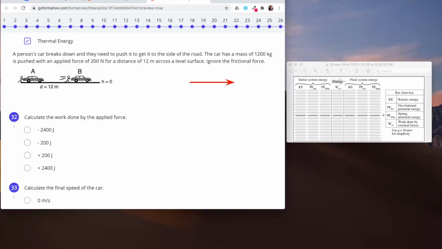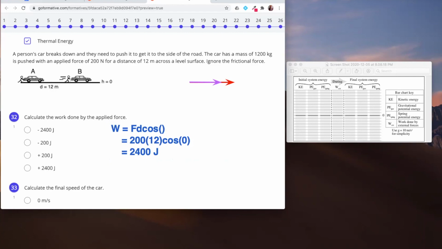The force that's being applied is also to the right. So in this case, the angle between the purple and red arrows is 0 degrees. So the work done by the applied force would be F d cosine theta. That would be 200 times 12 times cosine 0, or in this case, something like 2,400 joules. This work done is positive.